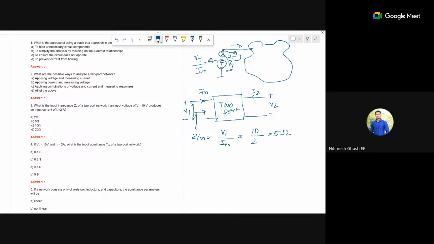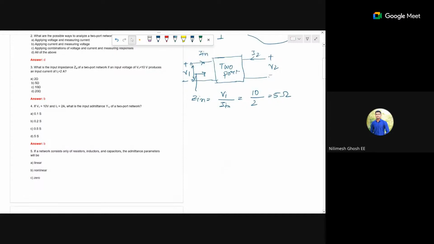Generally, I can tell you that this is not actually in your syllabus. So this is the input impedance. Generally, this input impedance is Z11, but there is a catch. Let me first tell you what the Z matrix is, and then I will tell you what Z11 and Z22 are.